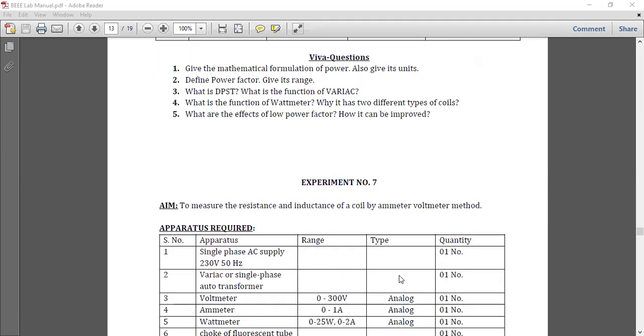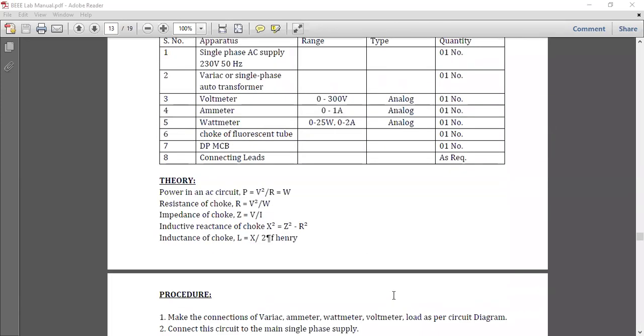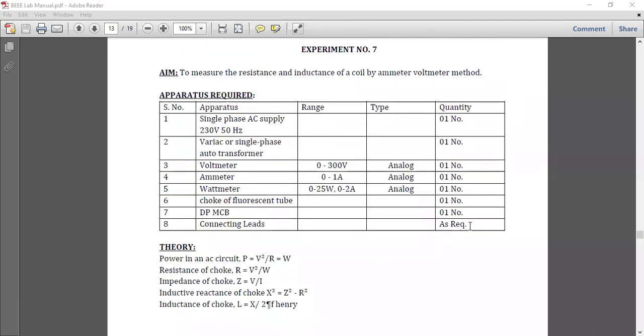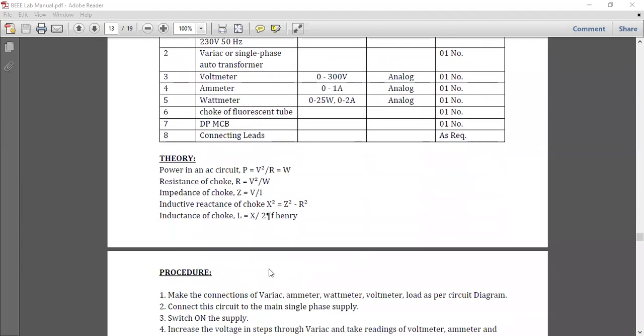And there is another experiment that is also related to this same circuit diagram, and this also we are going to perform in the same experiment. That is to measure the resistance and inductance of a coil by ammeter voltmeter method. So the same apparatus is again used here. The formula for power is this, we know that V square by R. This is the formula for power.